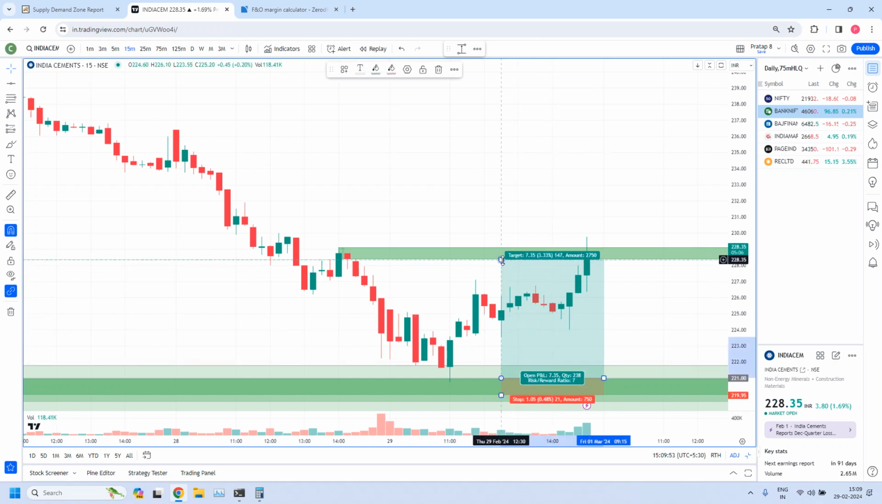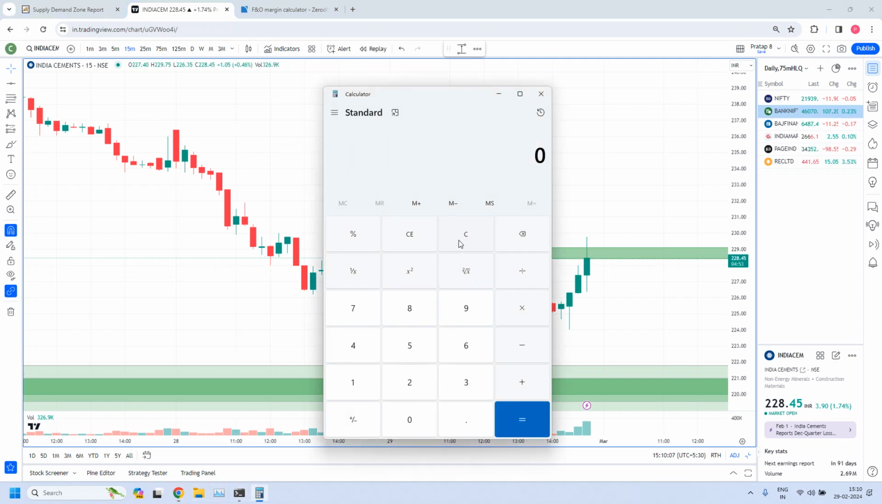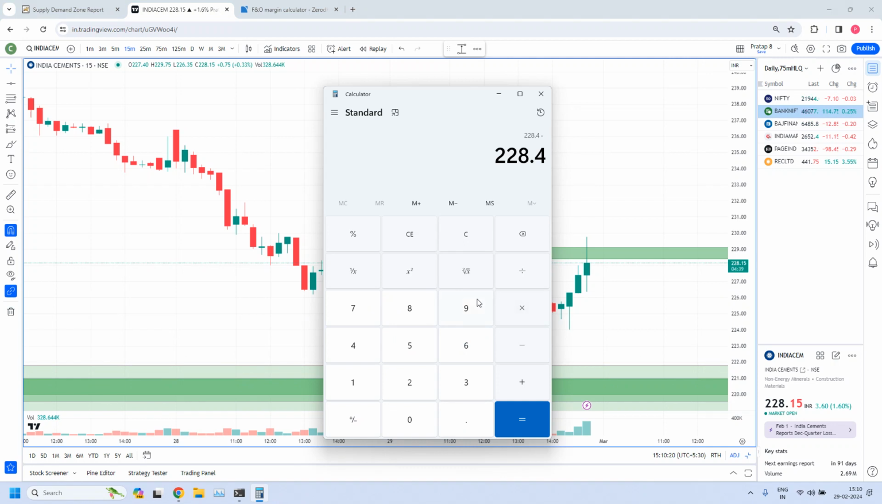How much profit would you have got in this trade? Close of this candle, 228.40 minus, and what is your entry? 221. You got 7.4 rupees profit. 7.4 rupees, 40 paise. You got the profit.